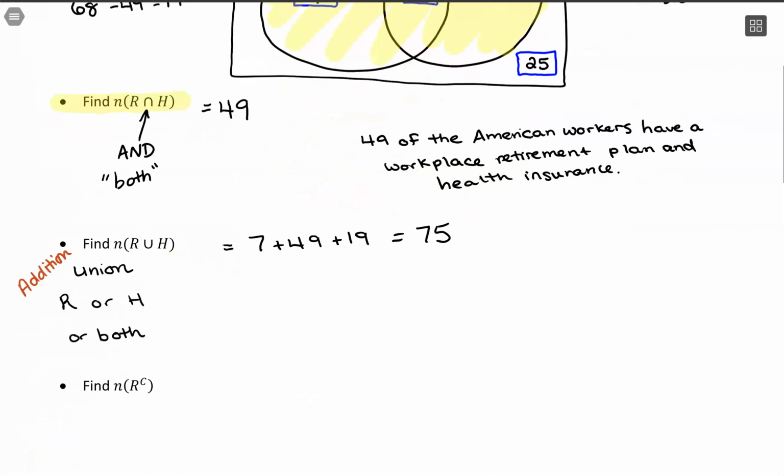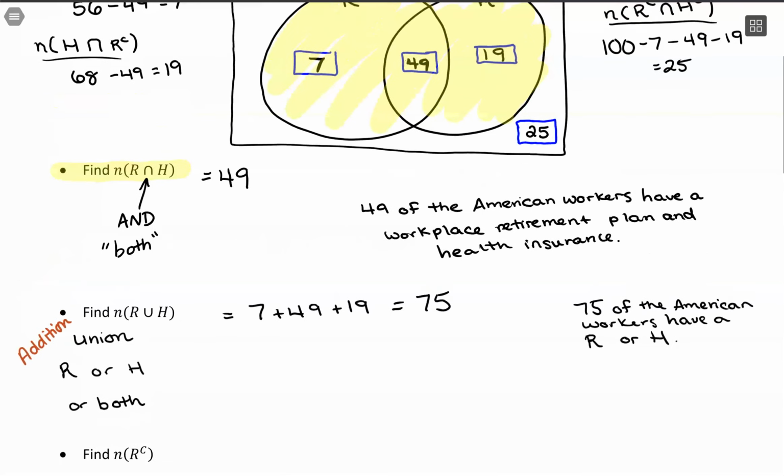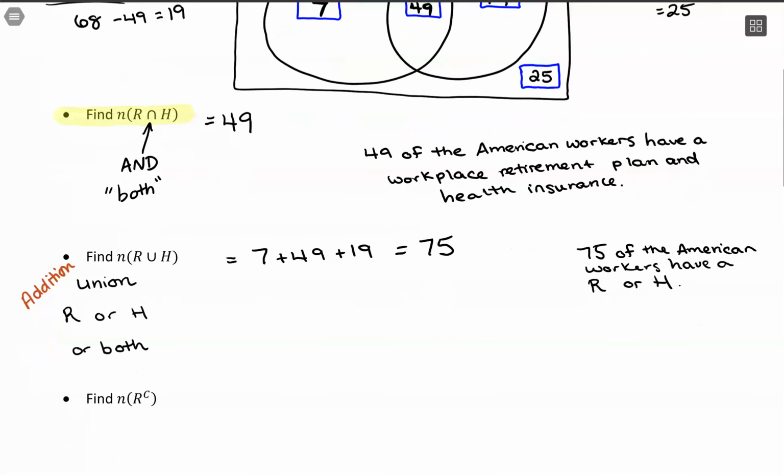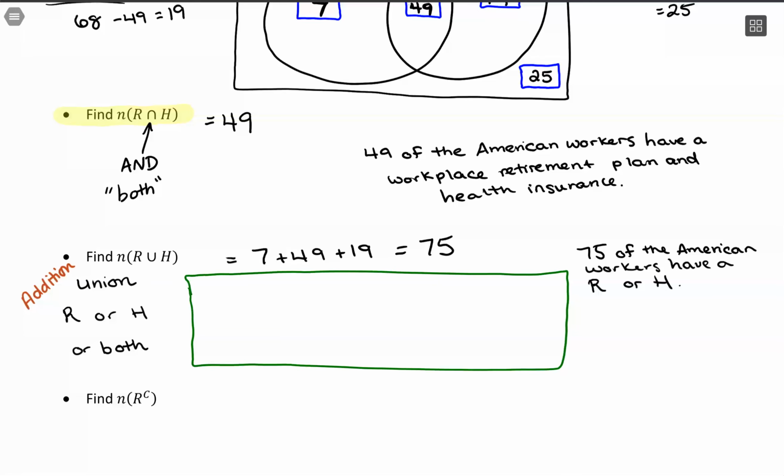So I could say 75 of the American workers have a retirement plan or health insurance. Sorry, I'm writing shorthand there just for the sake of time, but write those nice complete sentences on your written assignments and exams. Alright, so using the addition rule. So these rules can be nice when you don't have a Venn diagram to work from, though you can typically draw one, but using that addition rule down below.